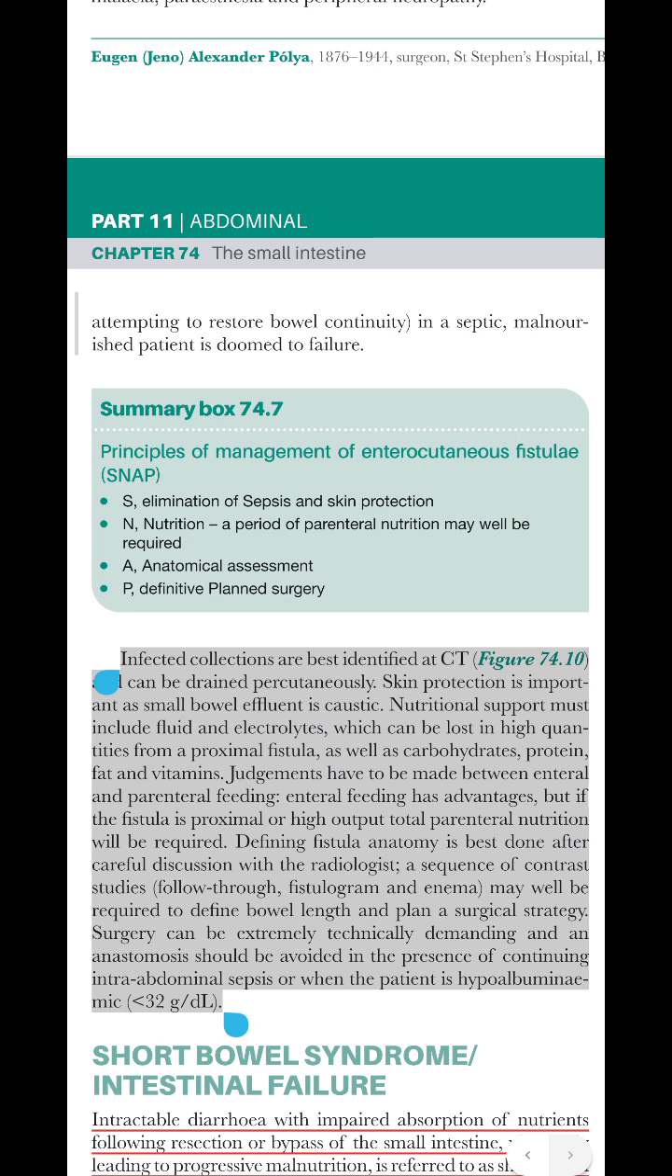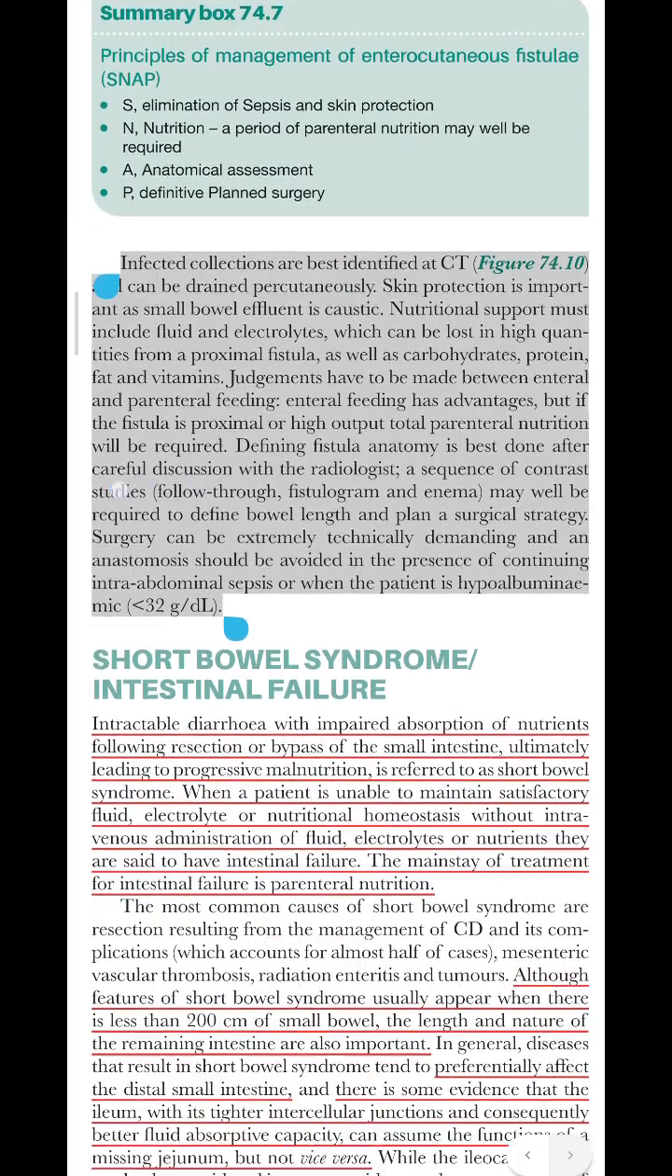Defining a fistula anatomy is best done after careful discussion with the radiologist. A sequence of contrast studies, follow-through, a fistulogram and enema, may well be required to define bowel length and plan a surgical strategy. Surgery can be extremely technically demanding and an anastomosis should be avoided in the presence of continuing intra-abdominal sepsis or when the patient is hypoalbuminemic, less than 32 grams per deciliter.